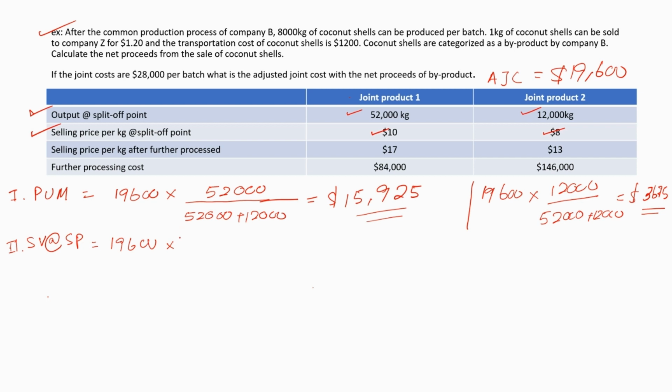Then we have to calculate the sales value. So the sales value is equal to 52,000 kilograms multiplied by $10 plus 12,000 kilograms multiplied by 8. This is because we have to take the sales value, not the sales price. So for joint product 1, this is equal to 52,000 multiplied by $10. This is the sales value for joint product 1 at the split off point. For the denominator, we need to take the total value.